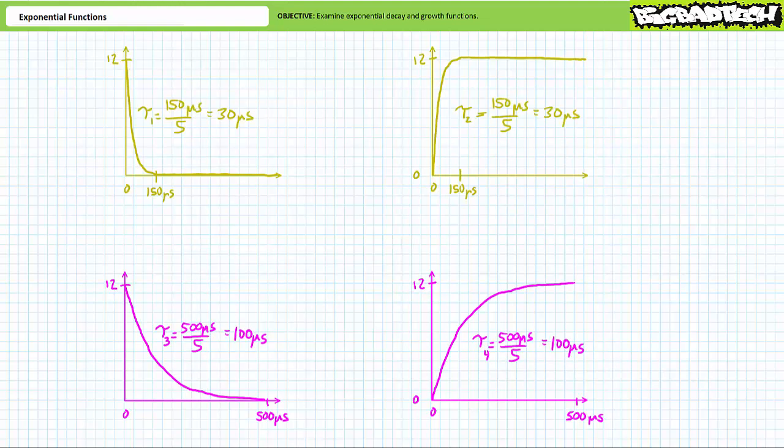Given the first set makes the complete transition over a span of 150 microseconds, this represents a span of 5 time constants. 150 microseconds divided by 5 yields 30 microseconds. Similarly, given the second set makes the complete transition over a span of 500 microseconds, this still represents a span of 5 time constants. 500 microseconds divided by 5 equals 100 microseconds.